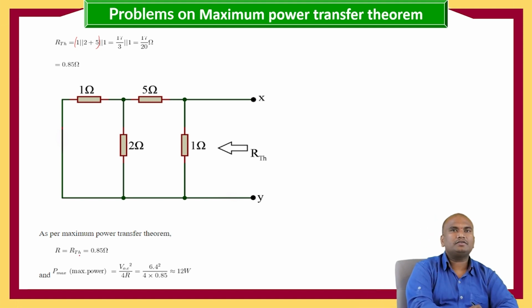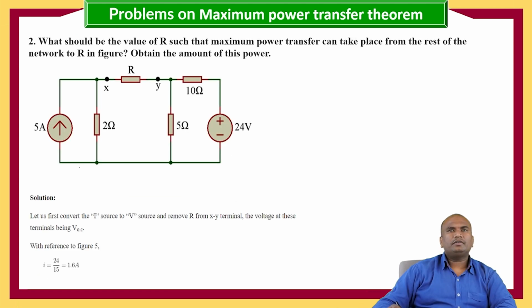So R is equal to RTH, which is equal to 0.85 ohms, where P max is the maximum power, VOC square by 4R, which is equal to 6.4 whole square divided by 4 into 0.85, which is approximately 12 watts. Next, we'll go with the next problem.